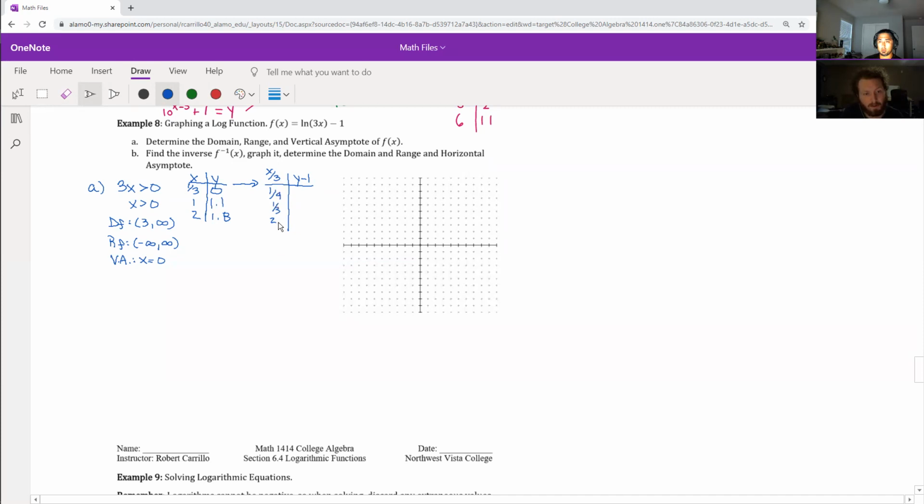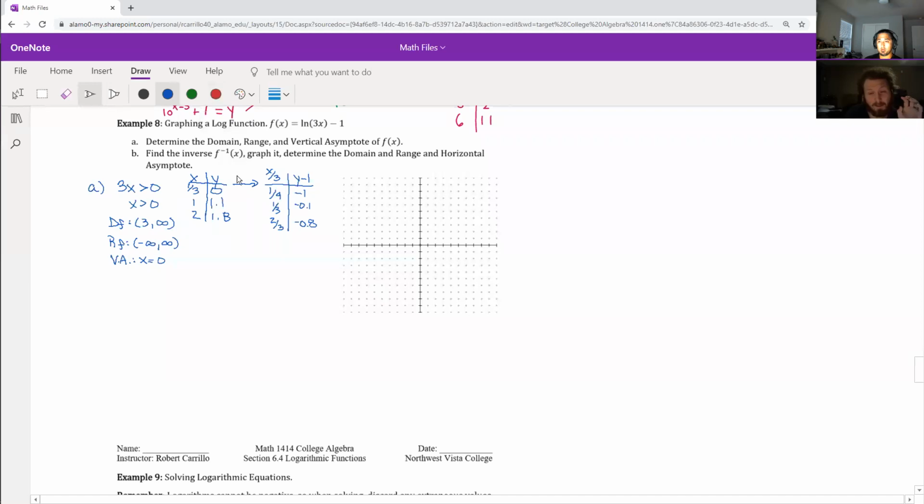1/3, 2/3, -1, -0.1, -0.8. Oof. Okay, that's going to be gross to try to graph.